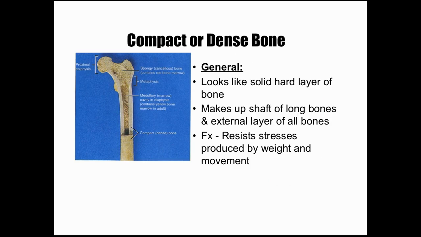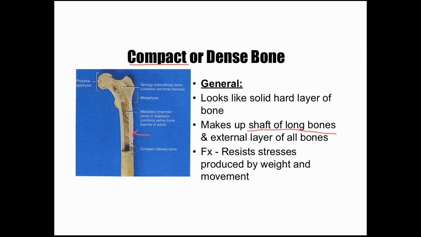And the 2 general types of bone. So the first is called compact or dense bone. I always call it compact bone. And you can see that right there. So it's what makes up the shaft of long bones. It's compact because it looks really, really solid. There's very few spaces in between this compact bone. It is solid. And that's to help the stresses produced by weight and movement. That's the compact bone.